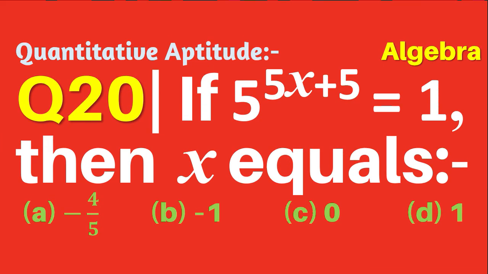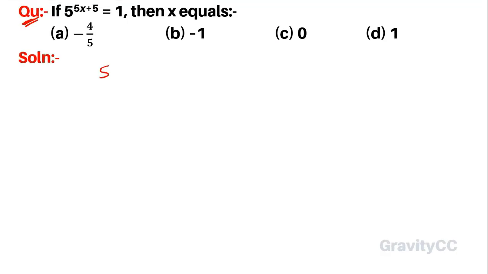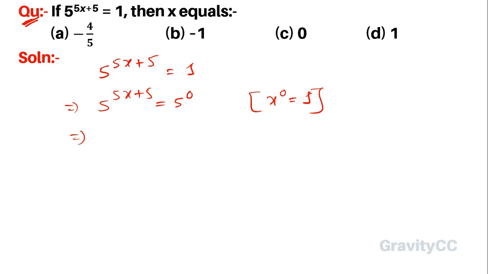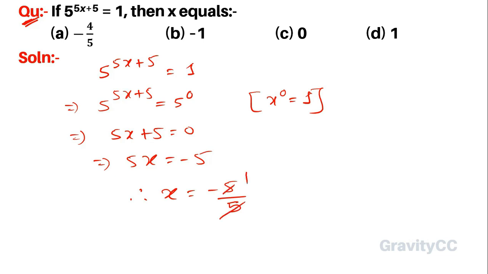If 5 to the power 5x plus 5 equal to 1, then x equals, so here given that 5 to the power 5x plus 5 is equal to 1, so 5 to the power 5x plus 5 and 5 to the power 0, since x to the power 0 is equal to 1, so here base are equal, so 5x plus 5 is equal to 0, so 5x is equal to minus 5, so therefore x equal to minus 5/5, minus 1 answer. So option B is the correct answer.